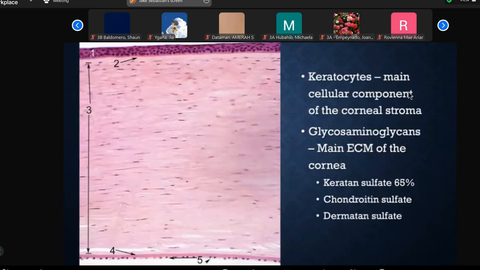So keratocytes are the main cellular component of the cornea. In the stroma, we have keratocytes here, and they produce the glycosaminoglycans. The glycosaminoglycans are the extracellular matrix, the one that fills out the space. The main component of the GAGs is keratan sulfate, 65%. The rest are chondroitin and dermatan.